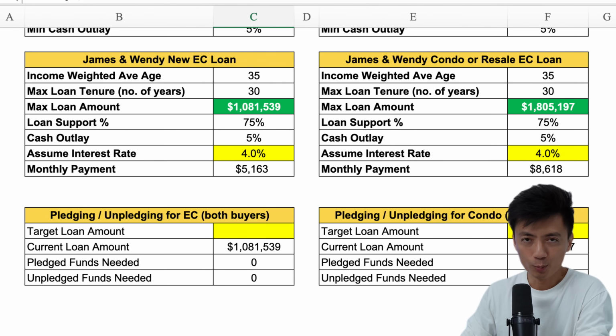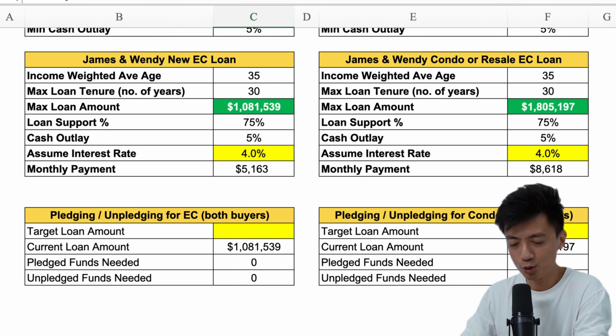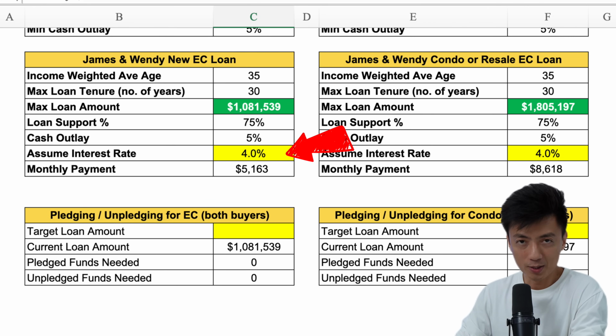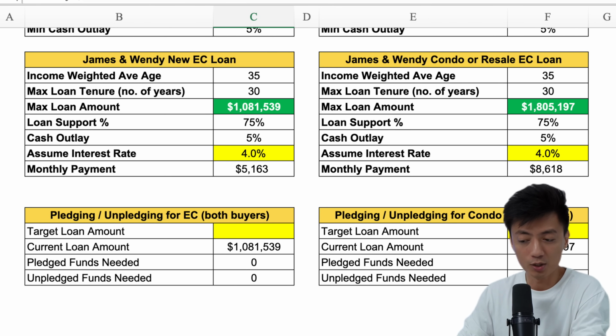And so the next segment will provide us the loan estimate for James and Wendy if they were to purchase a new EC, and their loan tenure is at 30 years with a maximum loan amount of $1.08 million. And assuming an interest rate of 4%, their monthly payment will be $5,163, but this will only come in at the end of the normal progressive payment cycle, and that's at the very last stage, CSC, which I will talk about in a while.